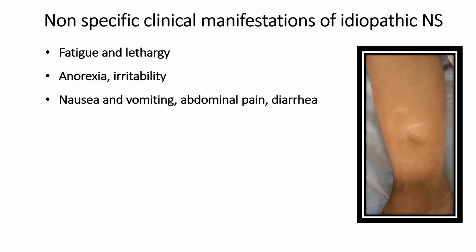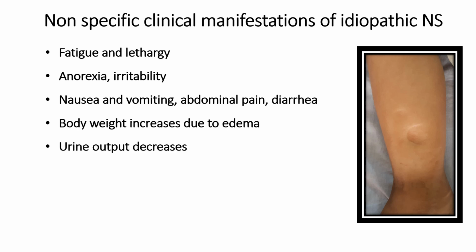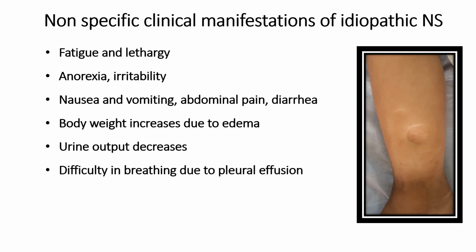Some non-specific clinical manifestations can also be there. The child will have fatigue, lethargy, anorexia, irritability, and nausea, vomiting, abdominal pain, and diarrhea can also be there. Body weight increases due to the edema, and urine output can be decreased in nephrotic syndrome, but it is a rare finding.